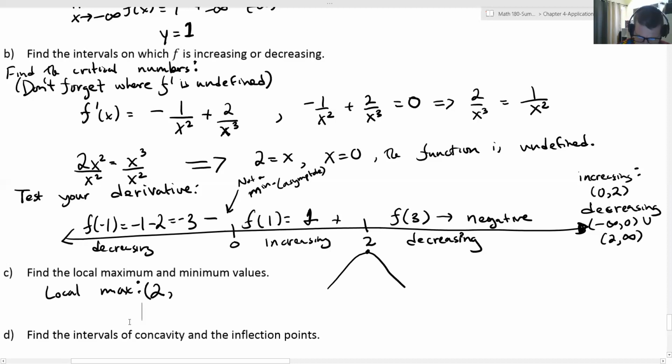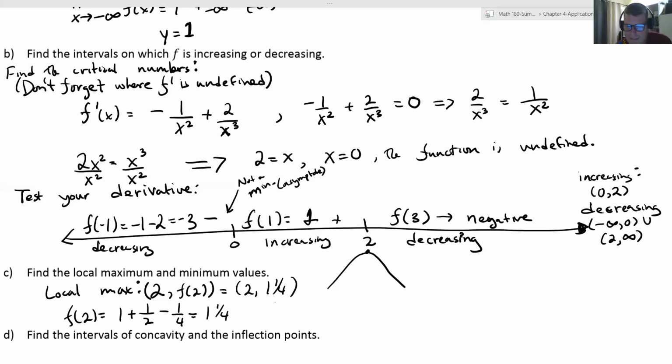I've got to plug it into the original function. 1 plus 1 over x. So that's f of 2. And just to say that f of 2 is equal to 1 plus 1/2 minus 1/4, which equals 1 and 1/4. So 2, 1 and 1/4. Okay, that's our local maximum. That's it.